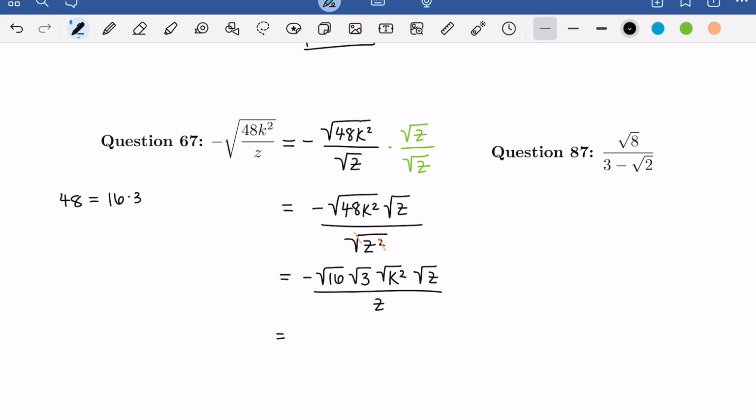Then in the numerator, this is going to give us the square root of 16, so that'll give us 4. Then we also have the square root of k squared, so this will just give us k by itself.